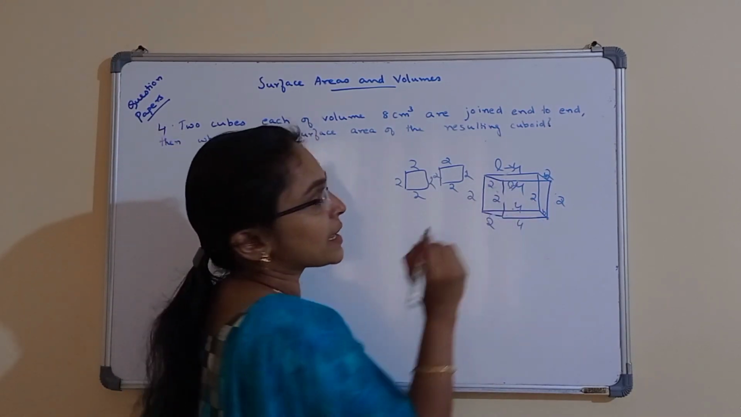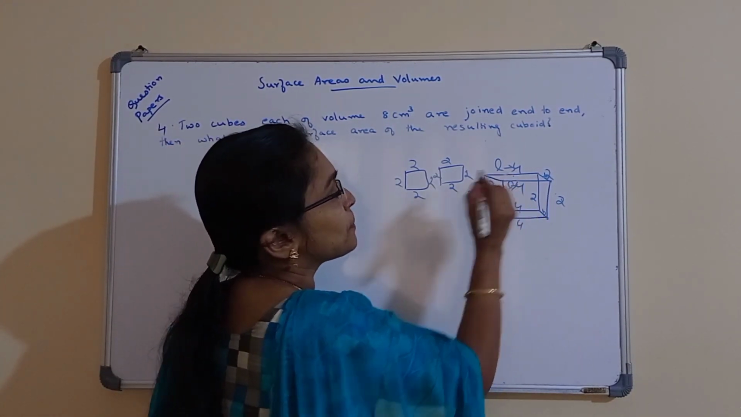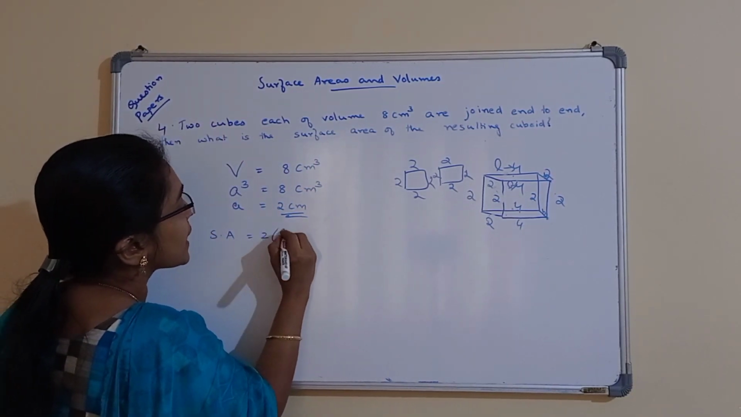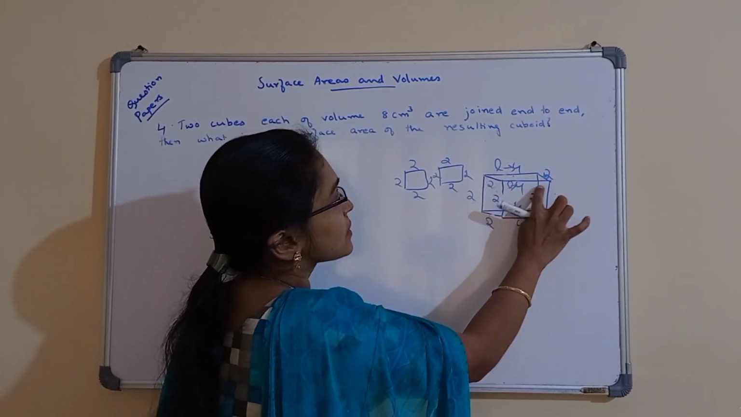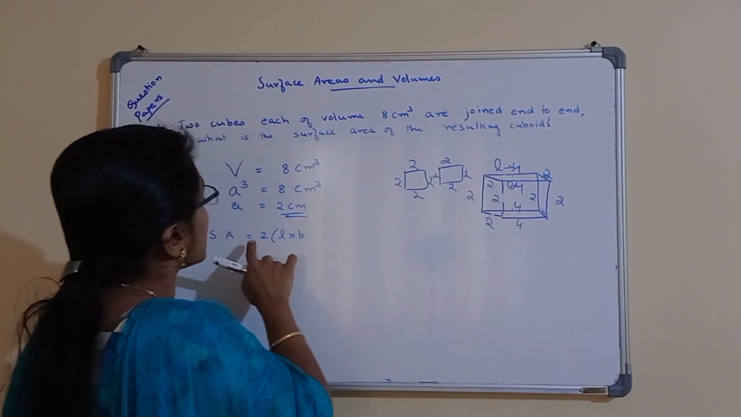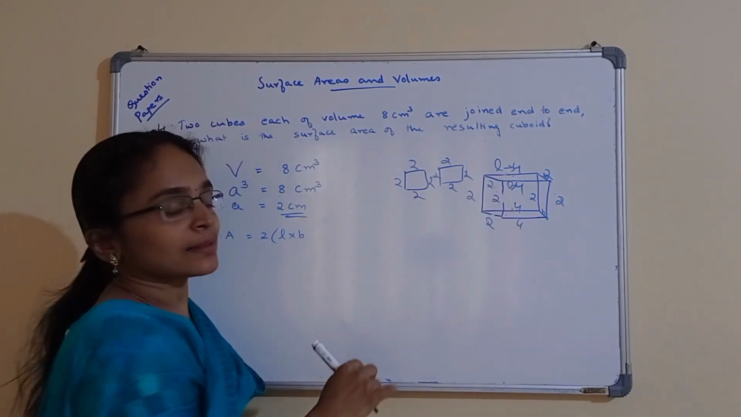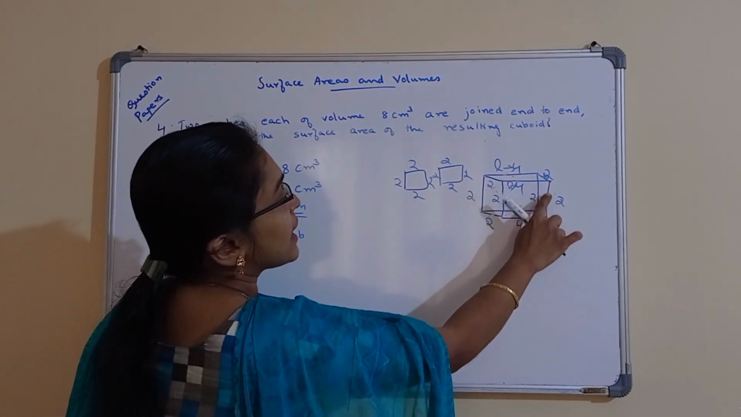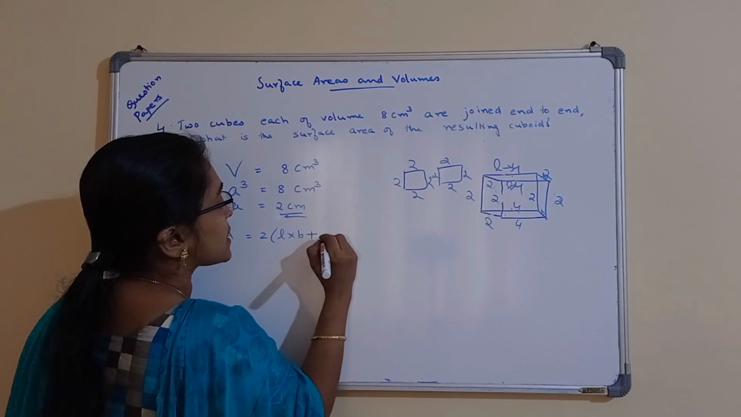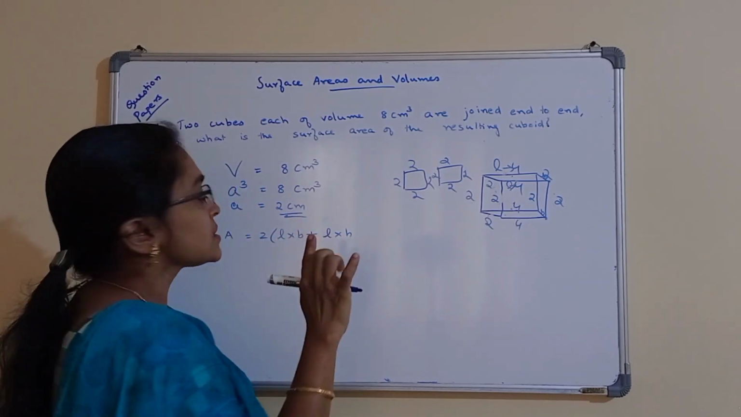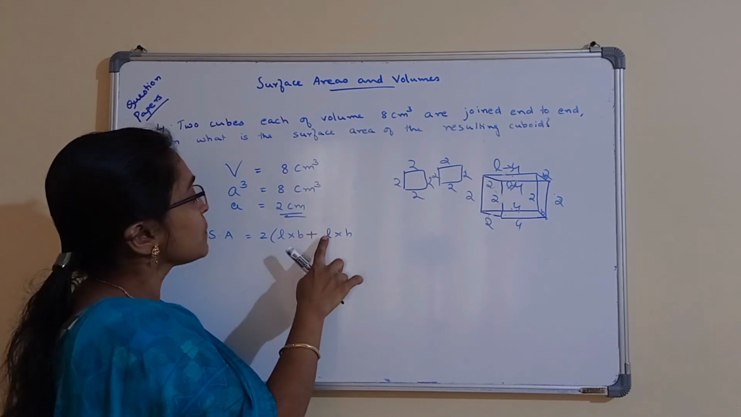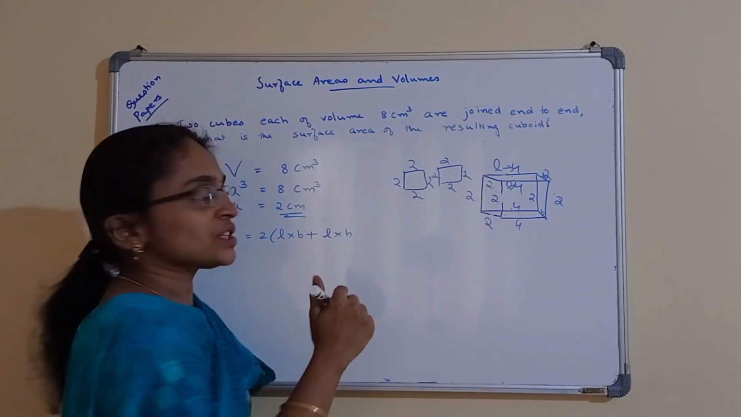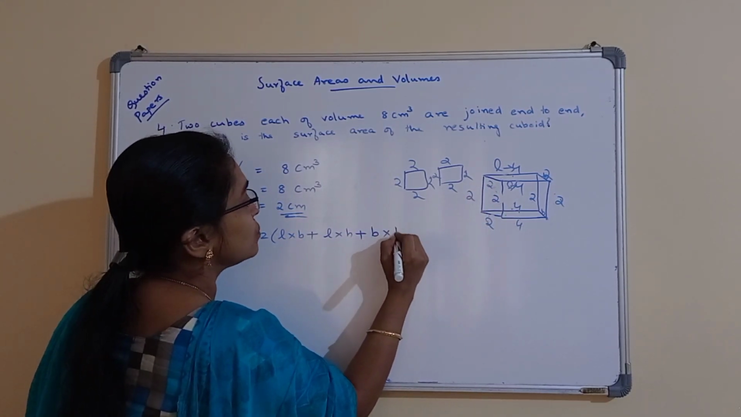There are two sides like this, with L and B, which means surface area is equal to 2 into L into B. Area of this side is L into B. So 2 times L into B, as there are two sides like this. Now front side and back side is there. For that, L and H. So plus L into H. 2 are there. So 2 times L into B plus L into H. The sides on the sides are there, that is B into H. So plus B into H.